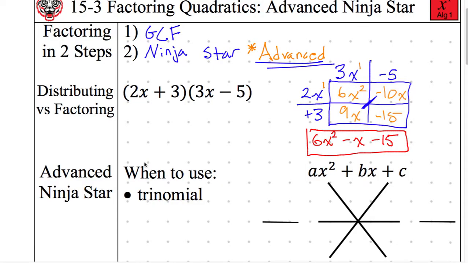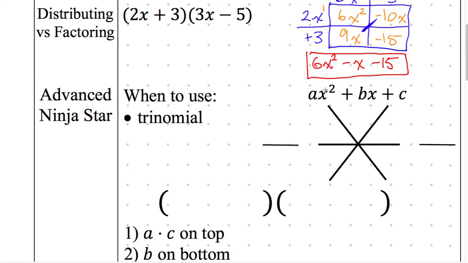All right, so that's going forward, a bit of review. So this is really hard to go backwards because before what we were doing for our Ninja Star is this used to be a 1, this used to be a 1, but now it's not a 1, it's some other number. So that's why we have to use the Advanced Ninja Star. All right, so scrolling down here, Advanced Ninja Star is, you only use it when you have a trinomial and sometimes a binomial. So let's put in the rare case, let's do like a little asterisk here, sometimes a binomial.